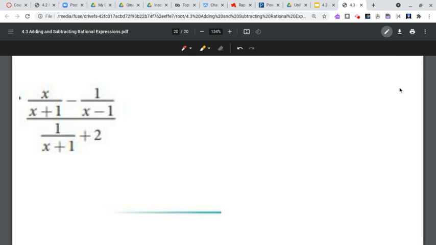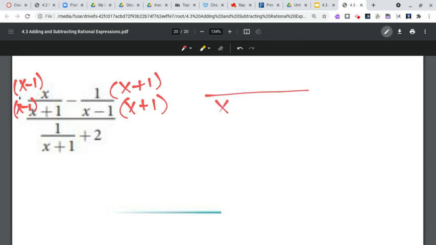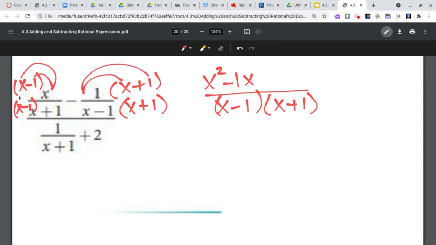At the top, I'm going to multiply by x plus 1, bottom and top on the right. I'm going to multiply by x minus 1, bottom and top on the left. Okay, so carried through, my denominator is going to be x minus 1 times x plus 1. I'm going to distribute the x here and here, which is going to be x squared minus 1x. Distribute the negative 1 here and here.